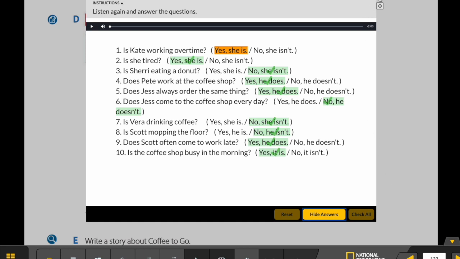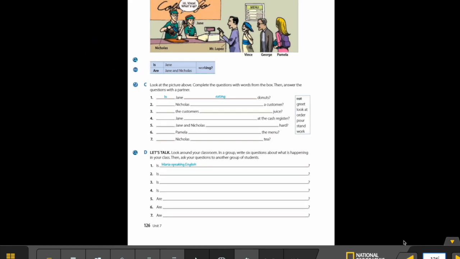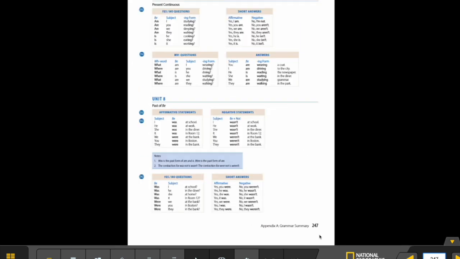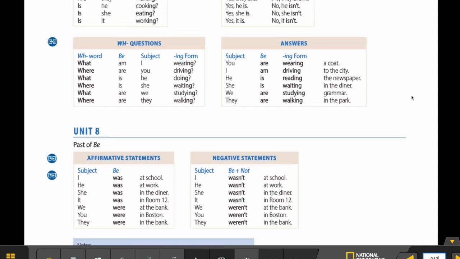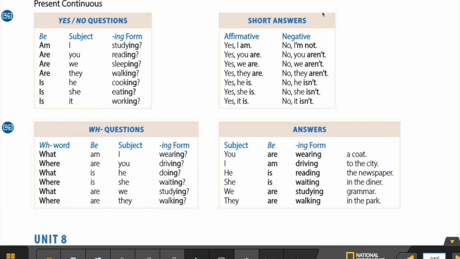All right. So as a final activity, I just want to summarize the present continuous tense by going to 126 and then going here. So if you go to page 247 in your book, you will see this summary of the present continuous. So for the present continuous, you have the yes-no questions here, how to form the yes-no questions and the short answers. You have the WH questions or information questions, how to form them, and then the answers, okay?